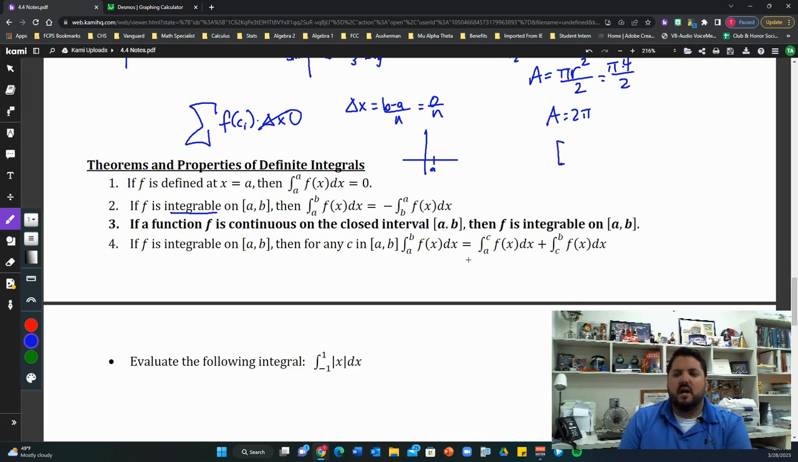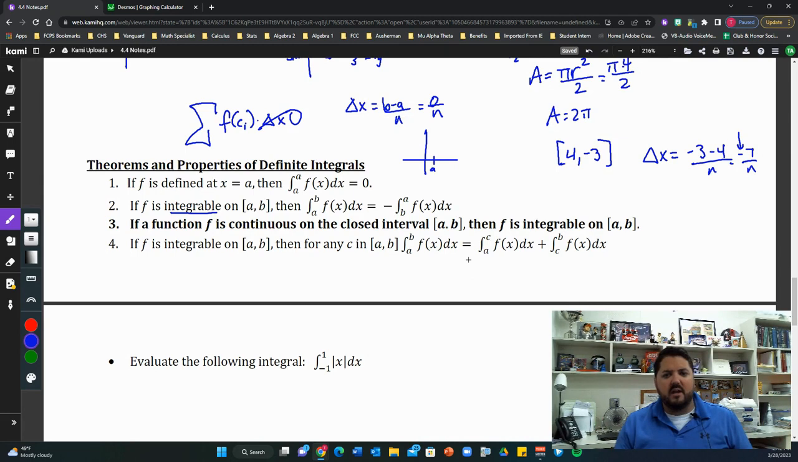If for some reason I wanted to set up an interval from 4 to -3, if I go about all of this the same way, my delta x is supposed to be equal to my b value minus my a. Well, -3 minus 4 would produce a width of -7 over n. That negative is the part that we don't really like. It's telling us that I have to go backwards 7 units. And we don't like to do that.